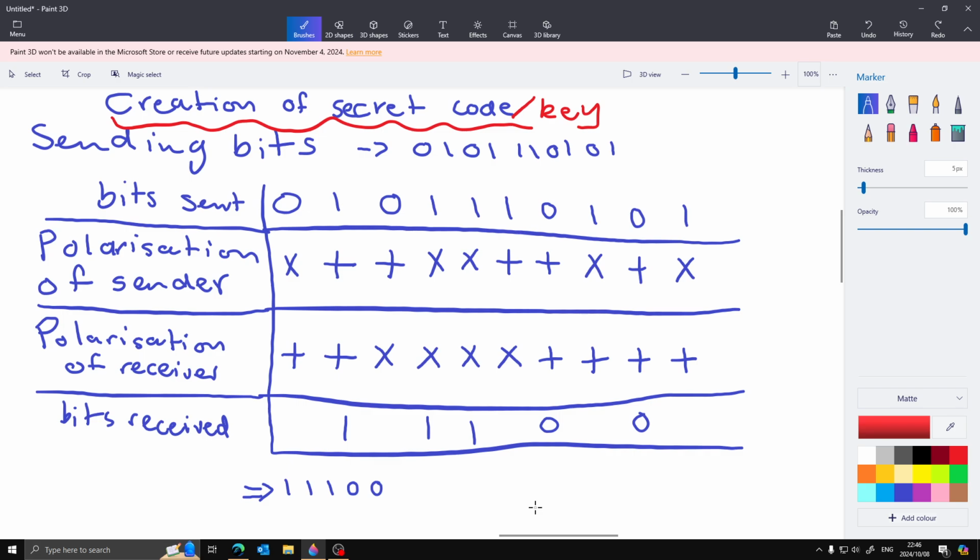And since this is quantum, it's not really known by the receiver or the sender what code or key they got. It's almost random. It's not random, but it can be seen as almost random. So we don't really know what that key is. It's just an encryption method that we use.